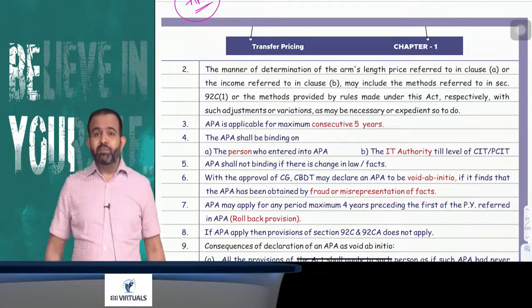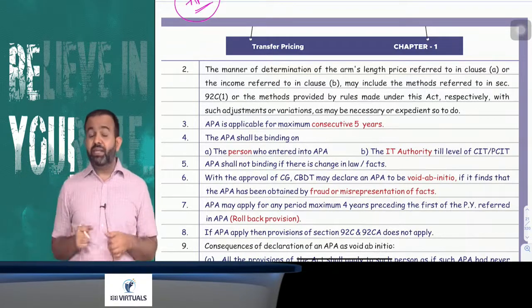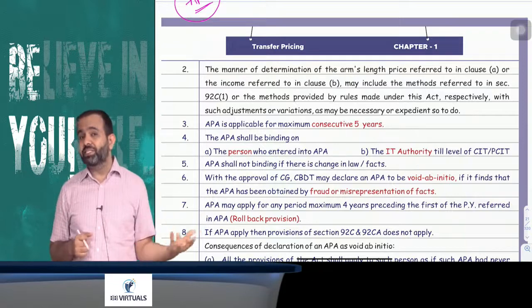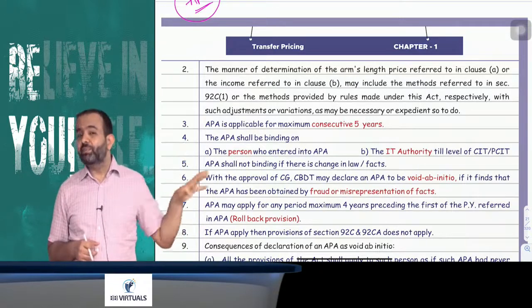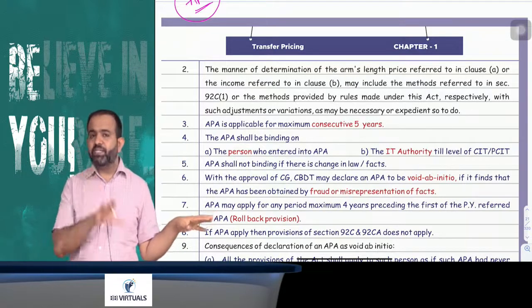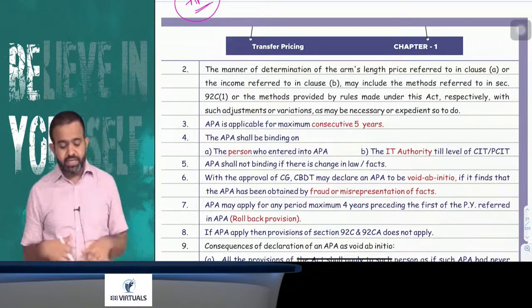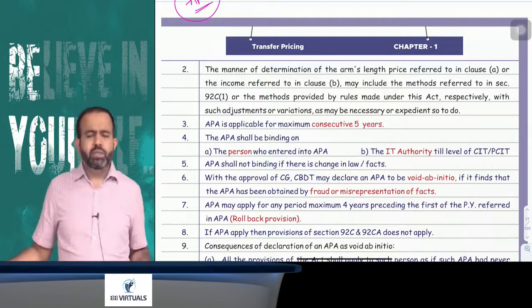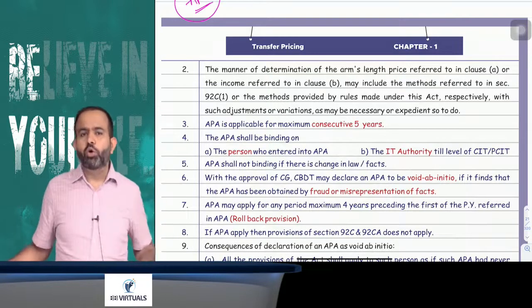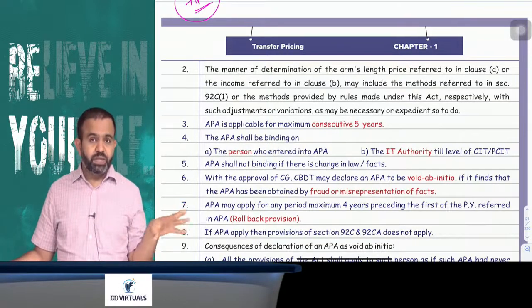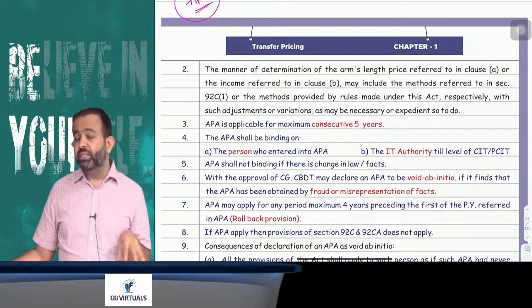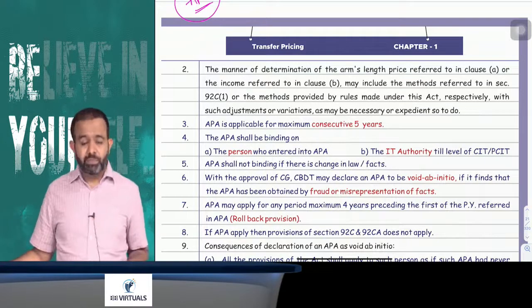Answer is yes. APPA is binding on the SSC who applied, as well as the CBDT, as well as the income tax department up to the level of the CIT, PCIT. In simple words, APPA is binding on SSC as well as the income tax authority up to the level of CIT, PCIT. One more point: in future, if there is a change in law or fact, then APPA is not binding.